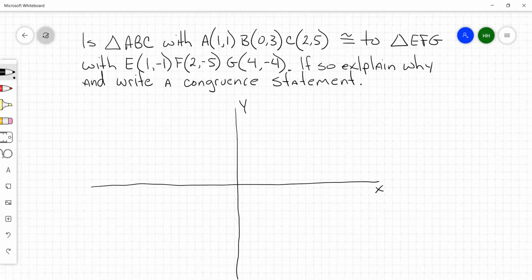A is at 1, 1. So here's point A. Point B is at 0, 3. So 0, 3 would be about here. Here's B. Point C is at 2, 5. So 2, 5. Right about there. C. And then I'm going to connect these dots.